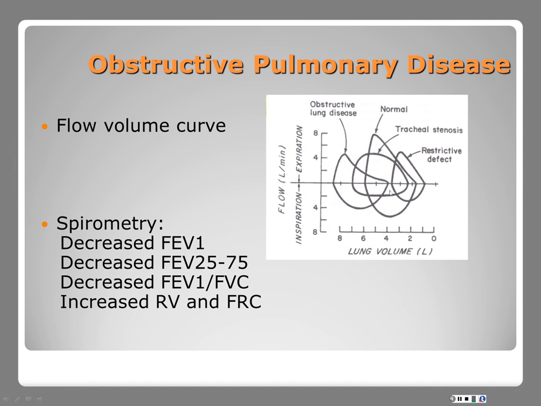But this shows decreased FEV1, decreased FEV 25 to 75, and decreased FEV1 over FVC, and I think that's the most significant. Overall, an increased residual volume and an increased functional residual capacity. So on the lung volume scale here, which is rising to the left, obstructive pulmonary disease has higher lung volumes, and then clearly an obstruction to expiratory flow here.